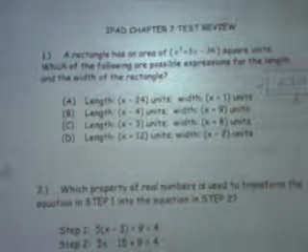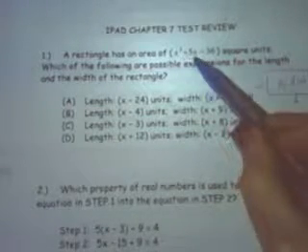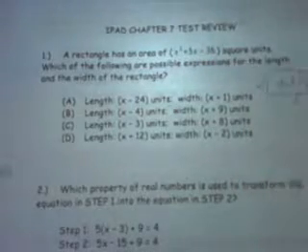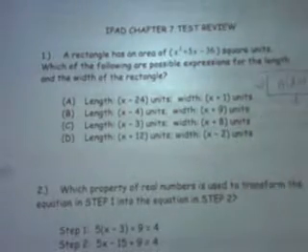Okay. Do I know the area? Yes, I know the area is x squared plus 5x minus 36. So I have x squared plus 5x minus 36 equals the length times the width. So in other words, I'm trying to find out what times what equals x squared plus 5x minus 36.